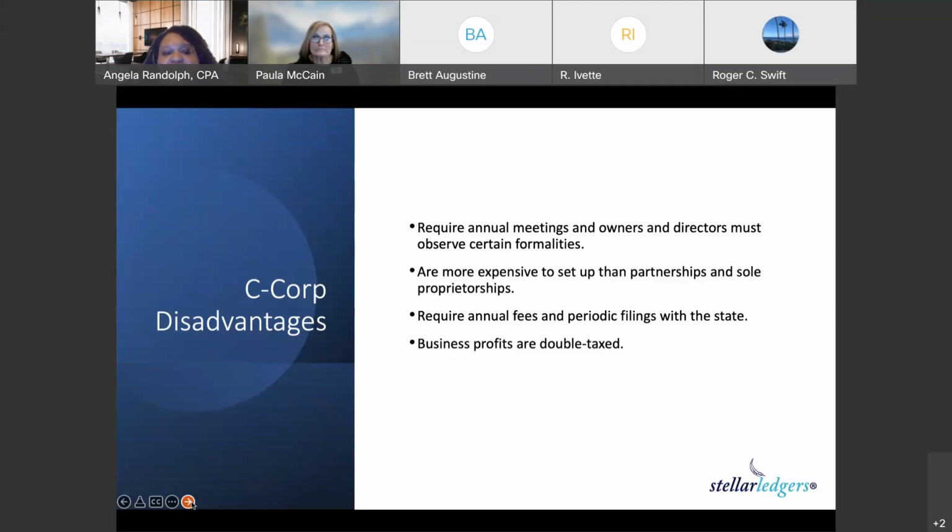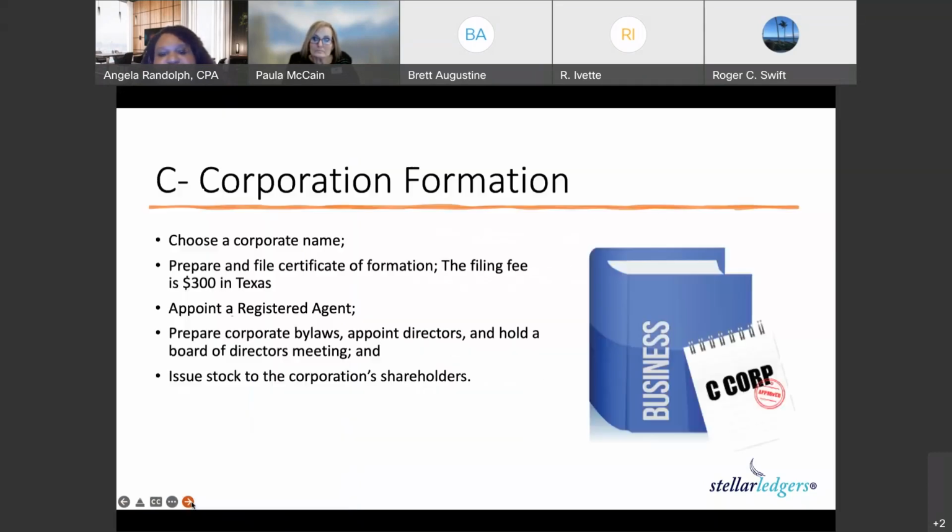Business profits are double taxed. You do have double taxation with C corporations. Shareholders cannot deduct business losses on their personal income because it's not a pass through.